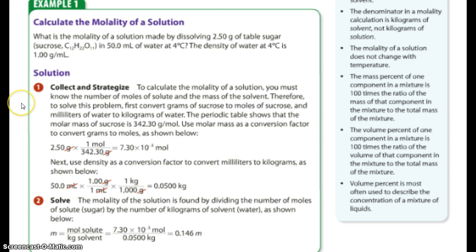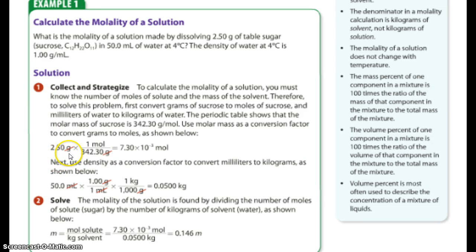So strategize and collect. To calculate the molality of a solution, you must know the number of moles of solute and the mass of the solvent. Therefore, to solve this problem, first convert grams of sucrose to moles of sucrose, and milliliters of water to kilograms of water. The periodic table shows that the molar mass of sucrose is 342.3 grams per mole. Use molar mass as a conversion factor to convert grams to moles.